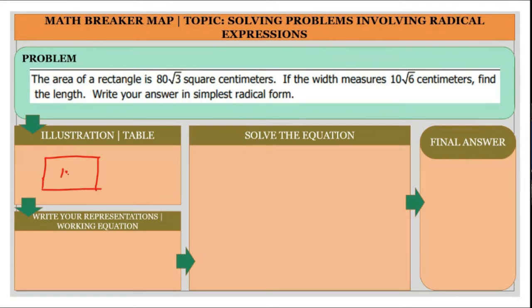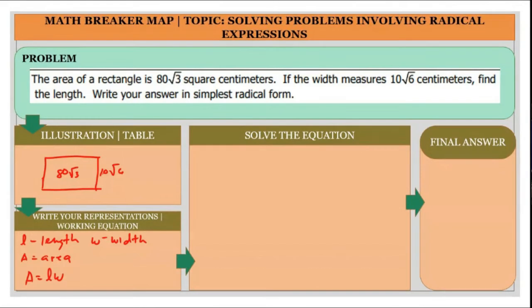Okay, so in this case, we are given the area and the width of the rectangle. So the area is 80 square root of 3 and the width is 10 square root of 6. Find the length. So we need to get the length. So let L be the length, W be the width, and A be the area. So we will now move on and have the formula in getting the area of a rectangle, and that is area is equal to length times the width.